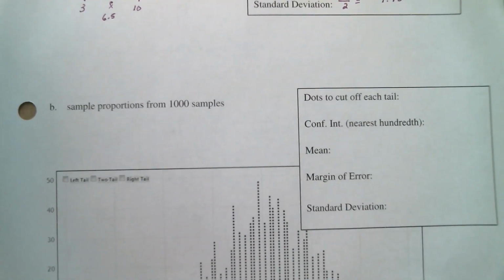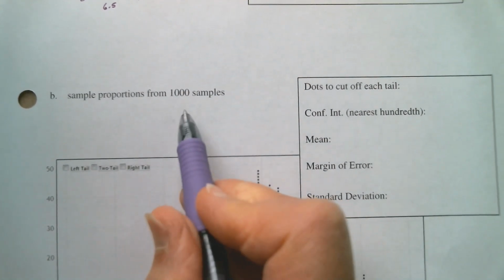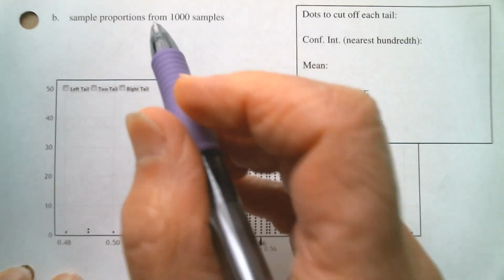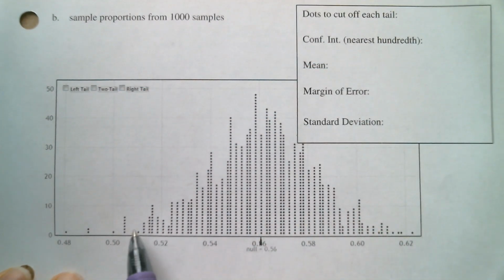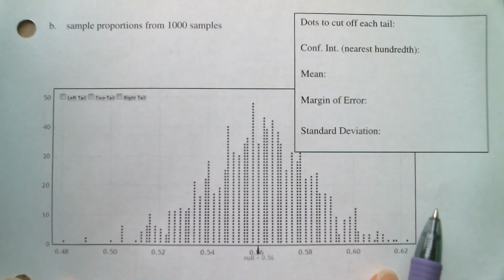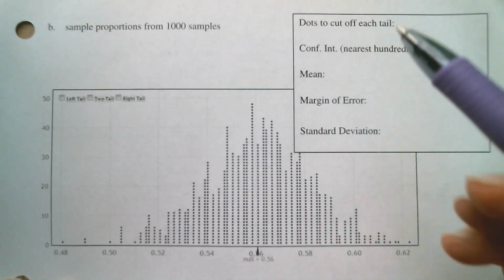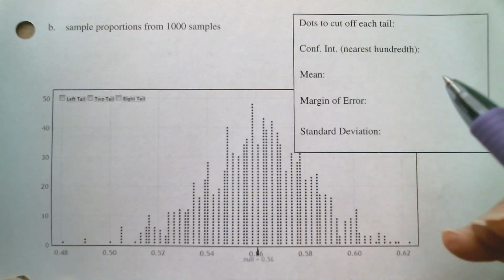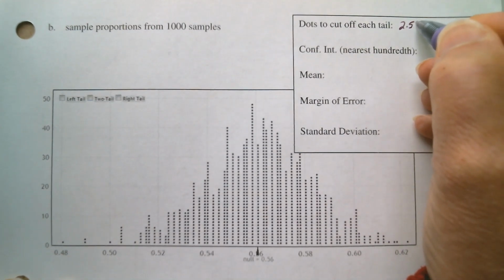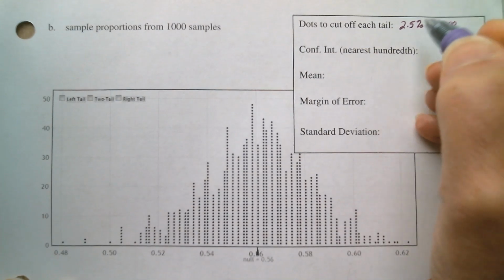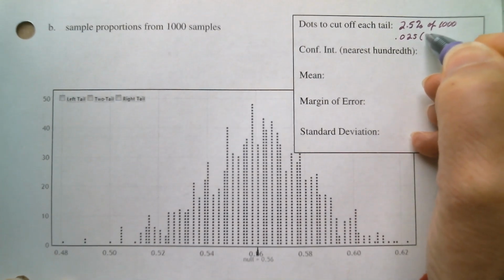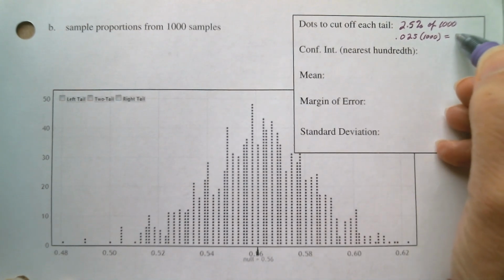B, here we have sample proportions from 1,000 samples. So there are 1,000 dots here, right? Yeah, and notice we have 1,000 samples, so this is representative of a normal curve here. Resembles a normal curve. That's the cutoff on each tail. We want 2.5% of 1,000, which is 0.025 times 1,000, which is 25.